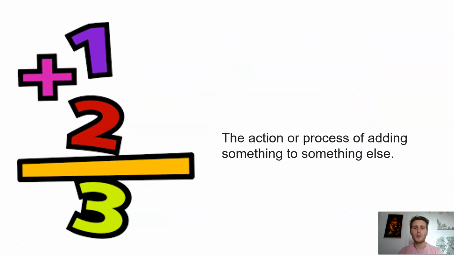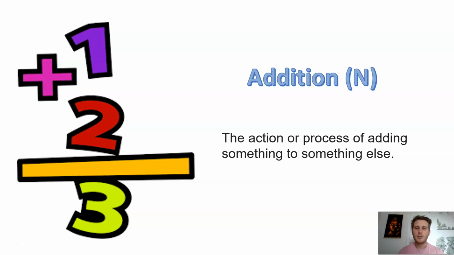The first word is the action or process of adding something to something else. So when we want to talk about something extra, we use the word addition. In addition to, and then you give extra information. So as you can see, addition is a noun.